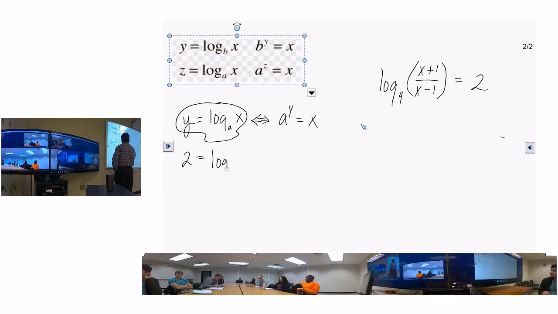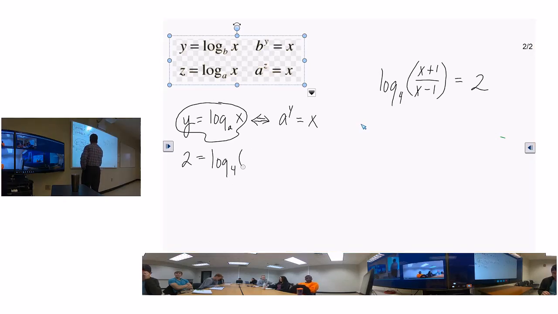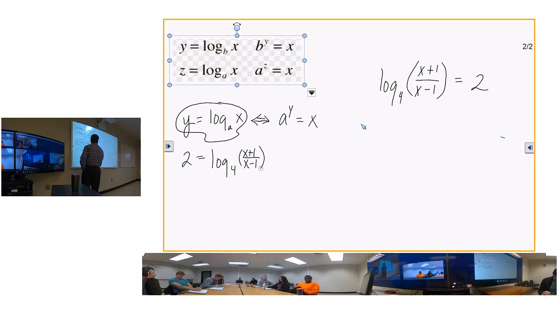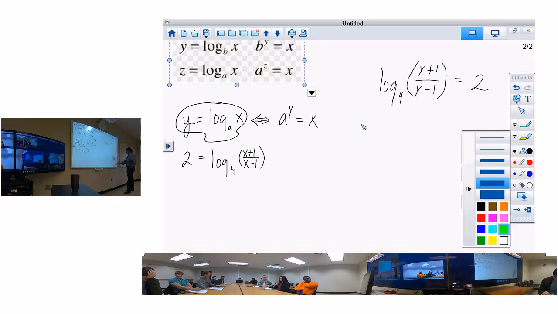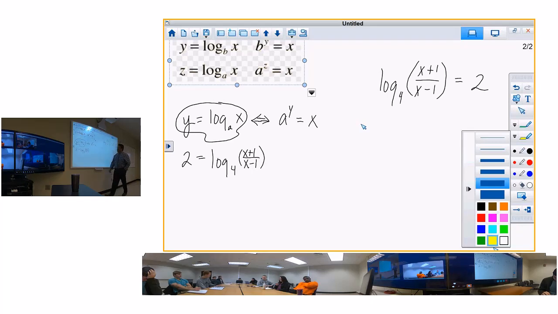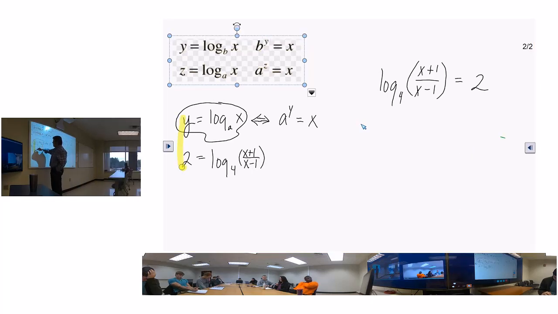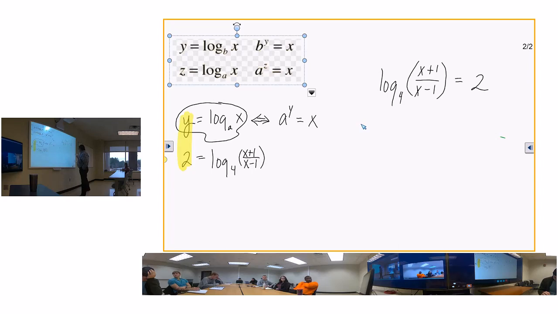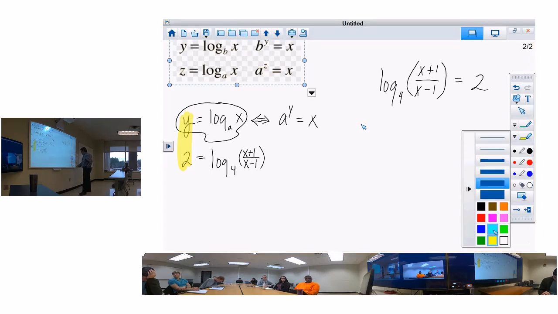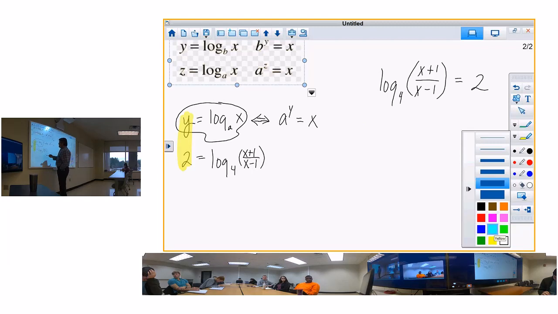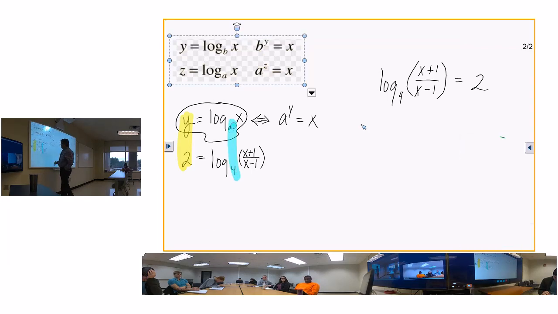Log base 4 of x plus 1 over x minus 1. And that's everything you need. So you take your handy dandy technological highlighter, and I'm going to take the yellow, and I'm going to make a yellow mark here. And I'm going to take the aquamarine.